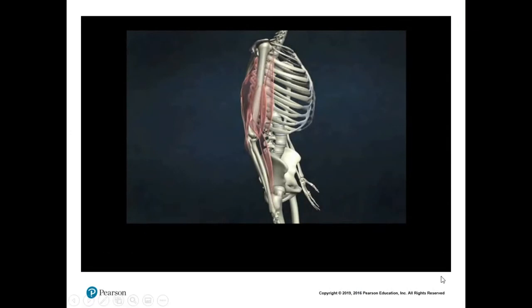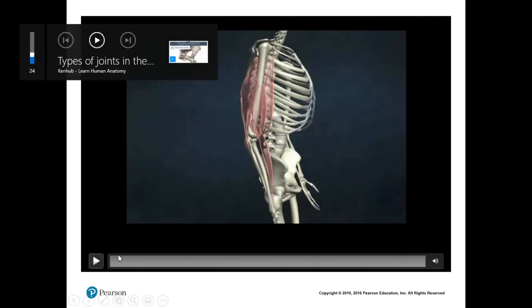Okay, I'm going to do my best here so everyone can hear, but it's going to be closed captioned.